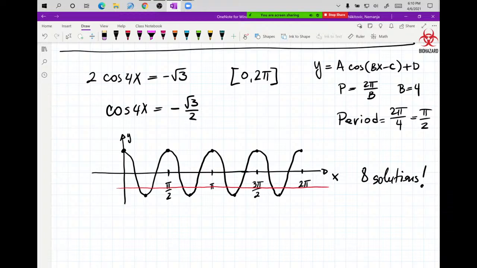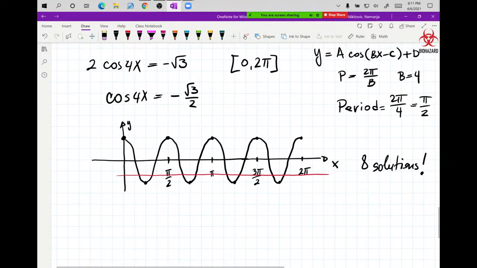So in that case, right, we just need to figure out the first solution. And when you have your first and second solution, and when you have these two, then you will add the period. But in this case, period is pi over 2, right, to get the other 6 solutions.